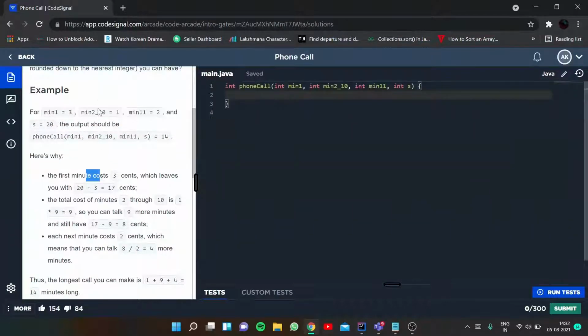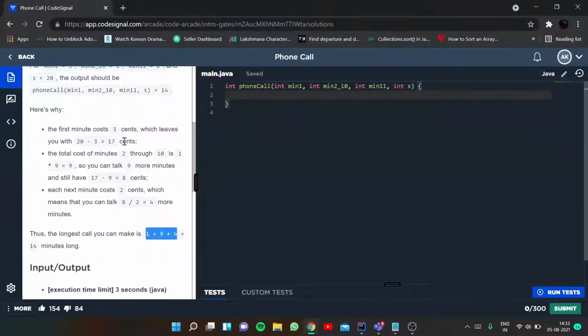Then in the second part, 2 to 10, what are we doing? From 2 to 10, every minute costs 1 cent. So there are a total of 9 minutes we have called, so 1 plus 9. Then here we have made it, 8 cents are left, at 2 cents per minute, so for a total 4 minute duration, so 1 plus 9 plus 4. Okay, so this is how we are going to do it. I think you have got it.